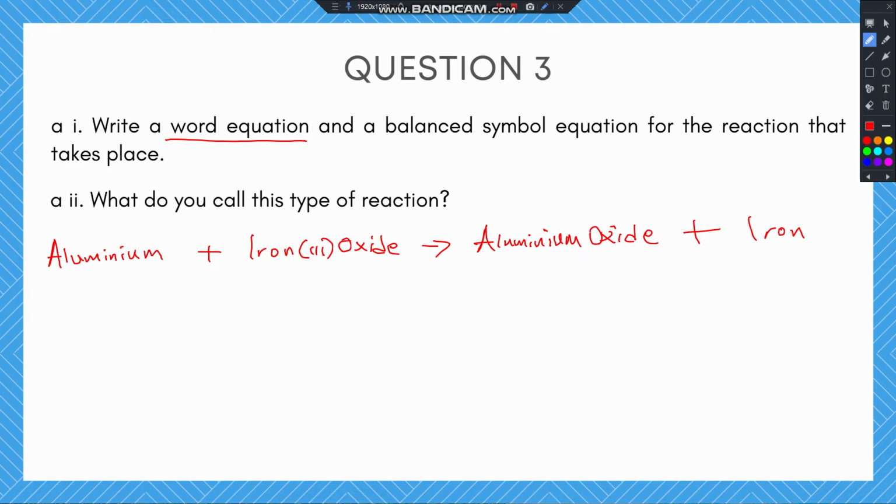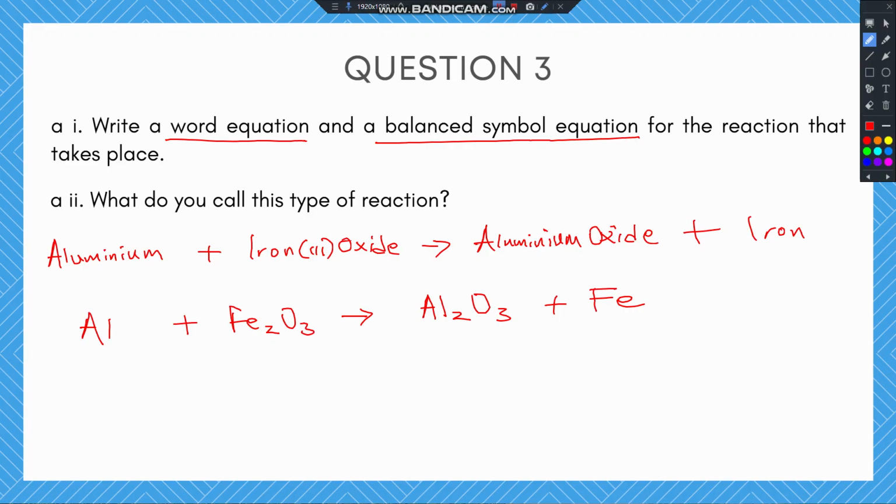Now it's time to write the symbolic balanced equation. So let's do that very quickly. Aluminium has the symbol Al. Iron 3 oxide has the formula Fe₂O₃. Aluminium oxide has the formula Al₂O₃ and iron has the symbol Fe. So this is the chemical equation.